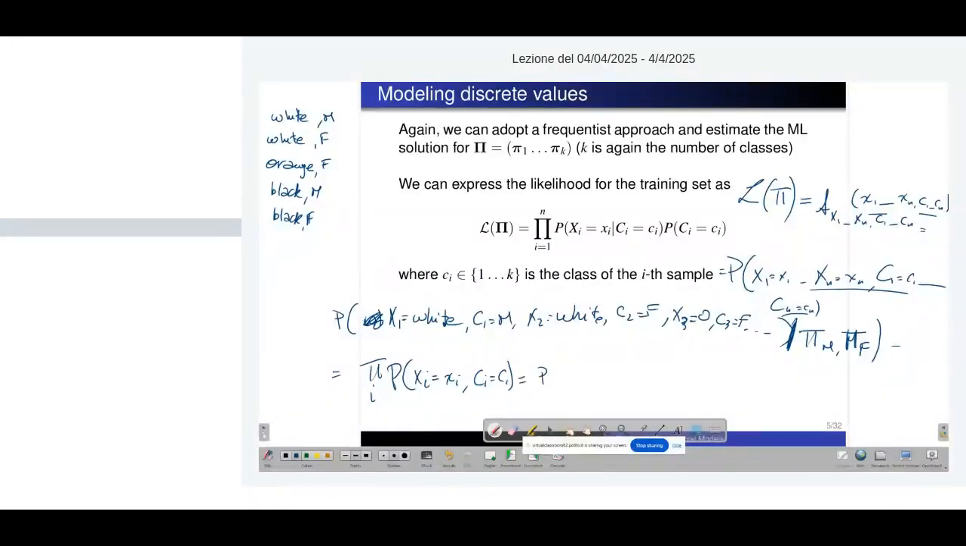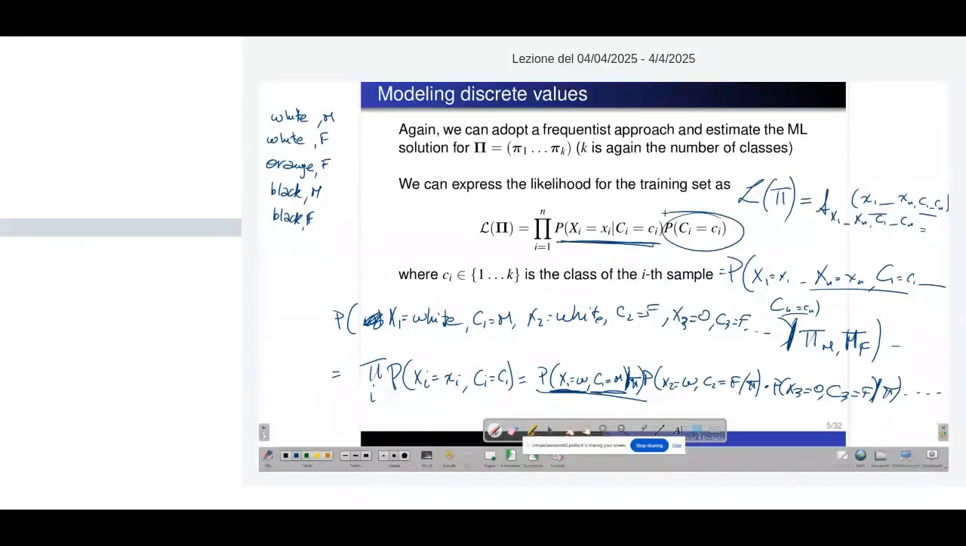Which we can write as probability of x1 white class 1 male times, of course, given the parameters pi, times the probability of x2 white c2 female given the parameters pi, times the probability of x3 orange class 3 female given pi, of course, etc., etc., etc. Now, each of these is a joint probability for the feature and the class, and I can factorize this as a class conditional times a prior probability.